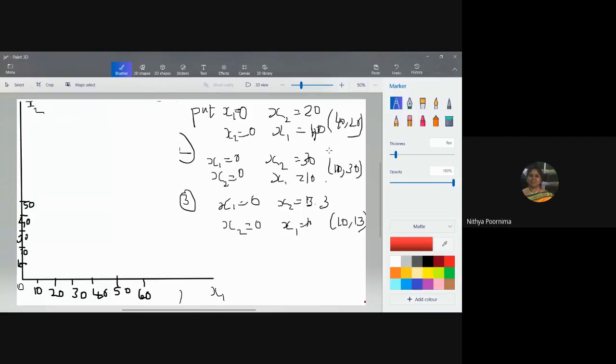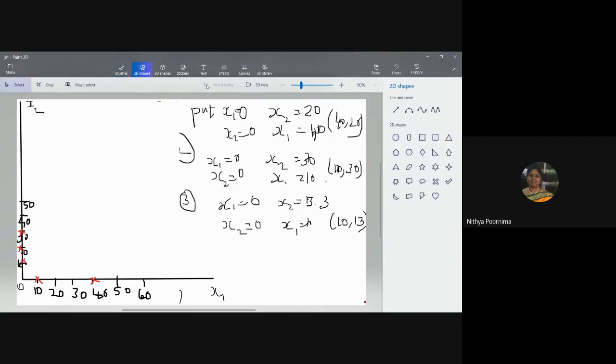Yes, ma'am. Now shall we mark the coordinates here? So the first coordinate for the first equation is x1 is 40, x2 is 20. For the second equation, it is 10, 30. So the next equation, it is 10, 13.